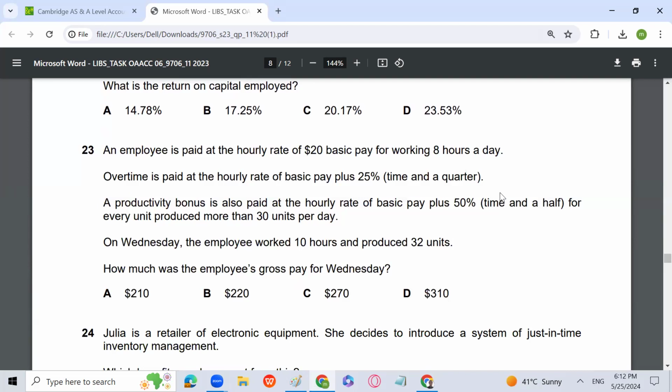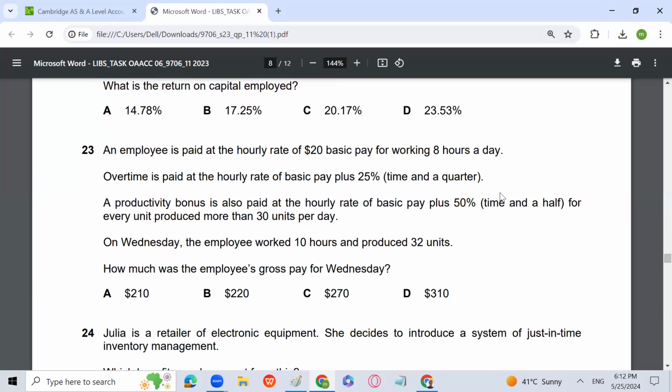$25 will be paid if you work more than 8 hours a day. A productivity bonus is also paid at the hourly rate of basic pay plus 50% time and a half for every unit produced more than 30 units per day. So if you are producing more than 30 units per day, you will be paid extra bonus at the hourly rate of basic pay plus 50% time and a half for every unit produced more than 30 units per day.